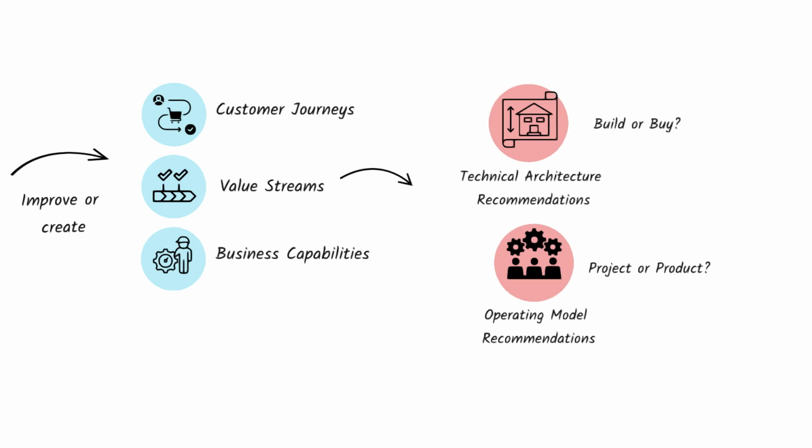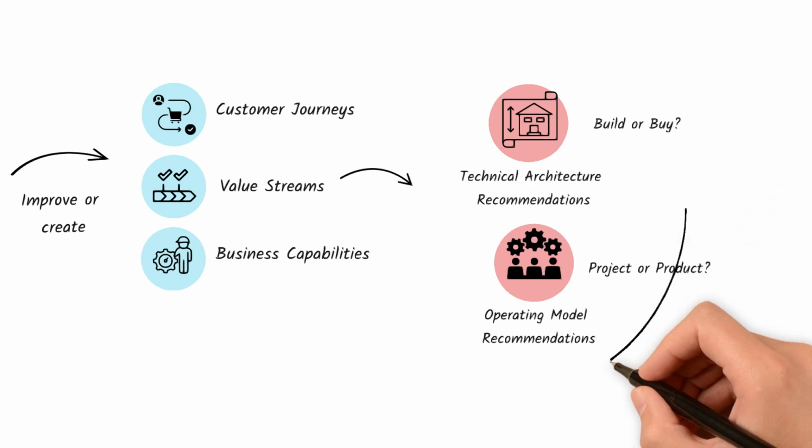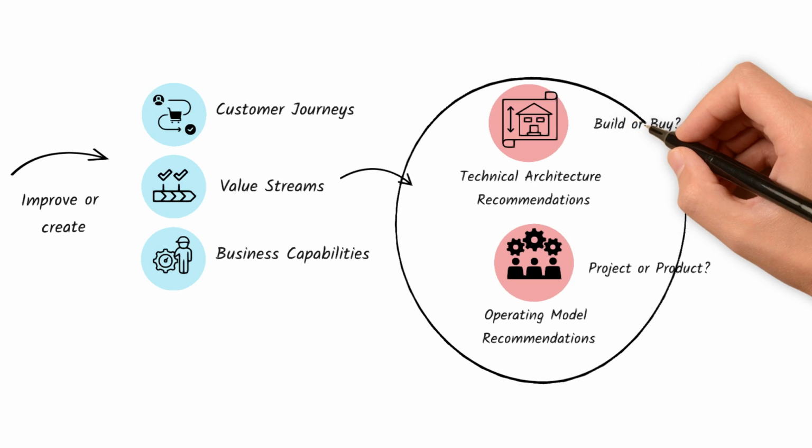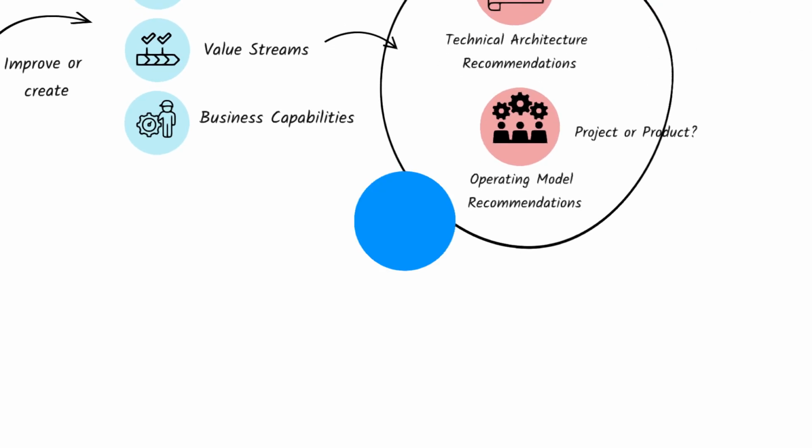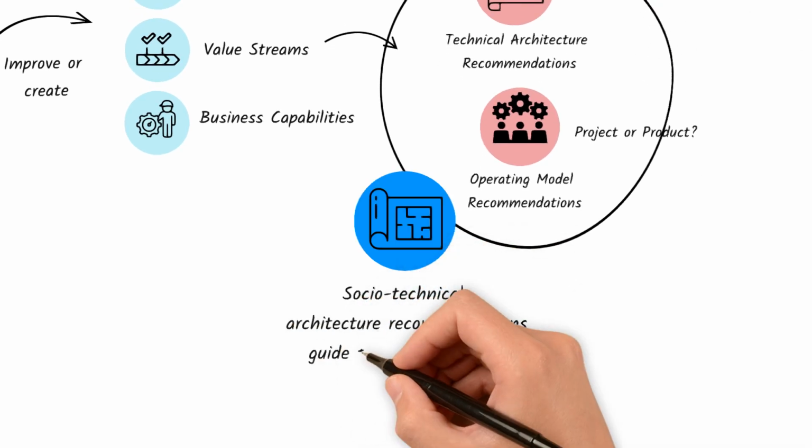Does it make sense to build or buy? Do we need to change our ways of working? Do we need to partner with a third party? Do we need to hire for new roles or train our existing teams? Do we need to create new product teams? The architecture decisions, known as socio-technical architecture, encompass both the technical and organizational change recommendations.